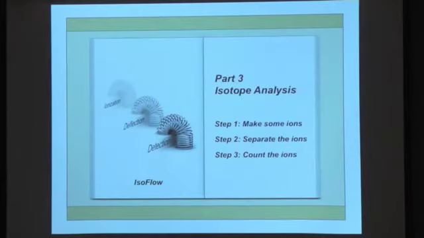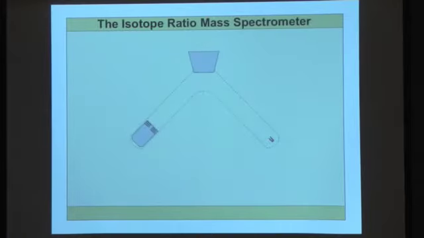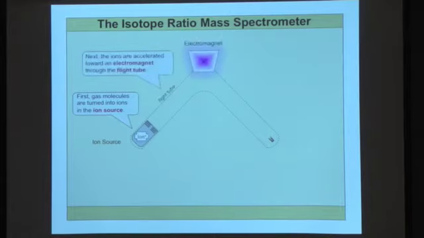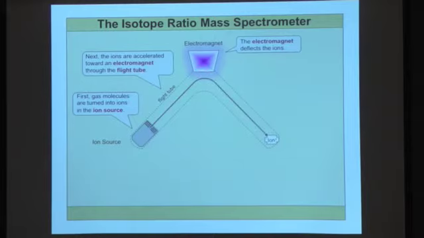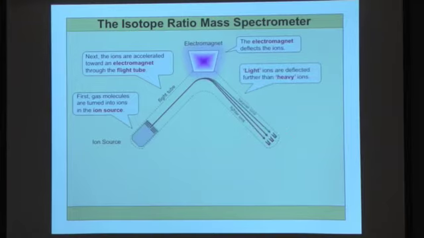Once we've got gas going into the instrument, it's pretty simple what we do to it. We make some ions, we separate the ions, and we count the ions. And here's how we do that. Here's the isotope ratio mass spectrometer. Send a gas in, bombard it with electrons, make some ions, and send those ions down a metal tube called a flight tube. When these ions hit the magnetic field, they get deflected. Light ones get pushed further than heavy ones. And at the end, you count them. So it's all pretty simple, at least here.